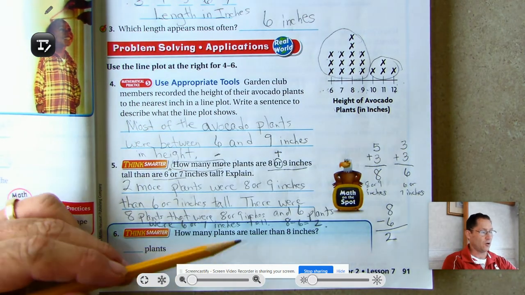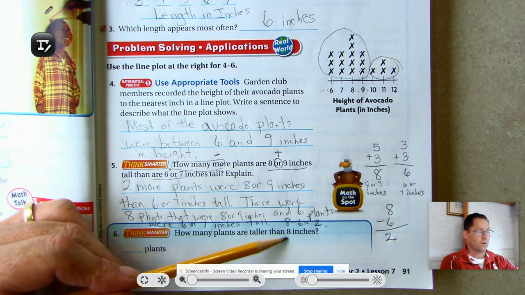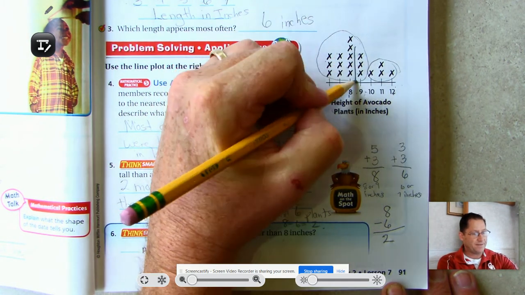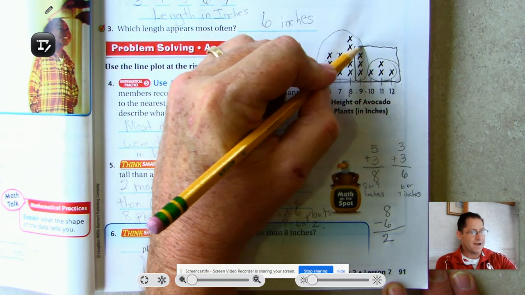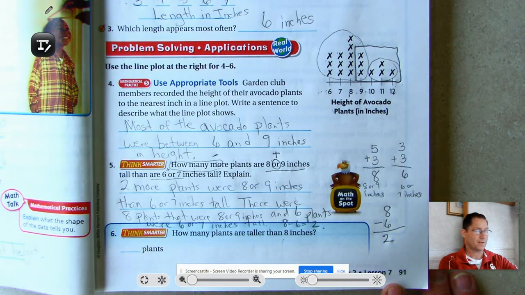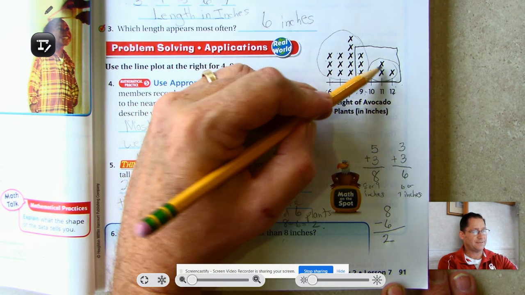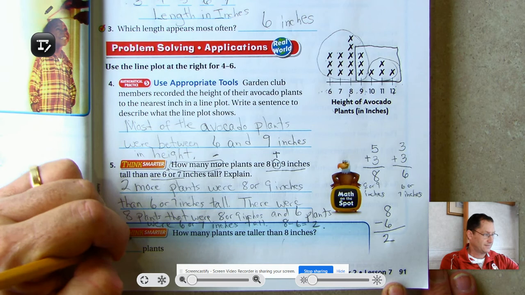How many plants are taller than 8 inches? Okay, so 8 is not taller than 8. So we're looking at everything to the right of 8. So that's 1, 2, 3, 4, 5, 6, 7. 7 plants.